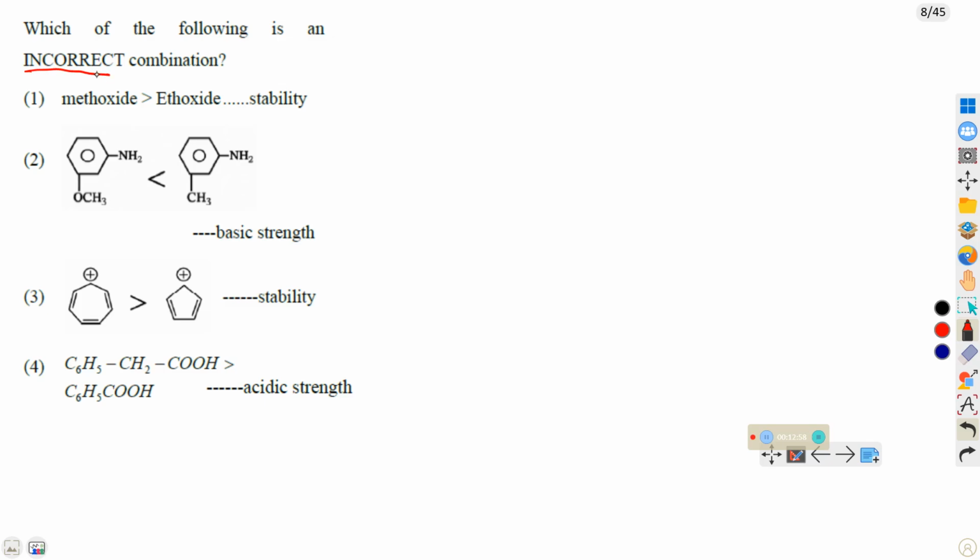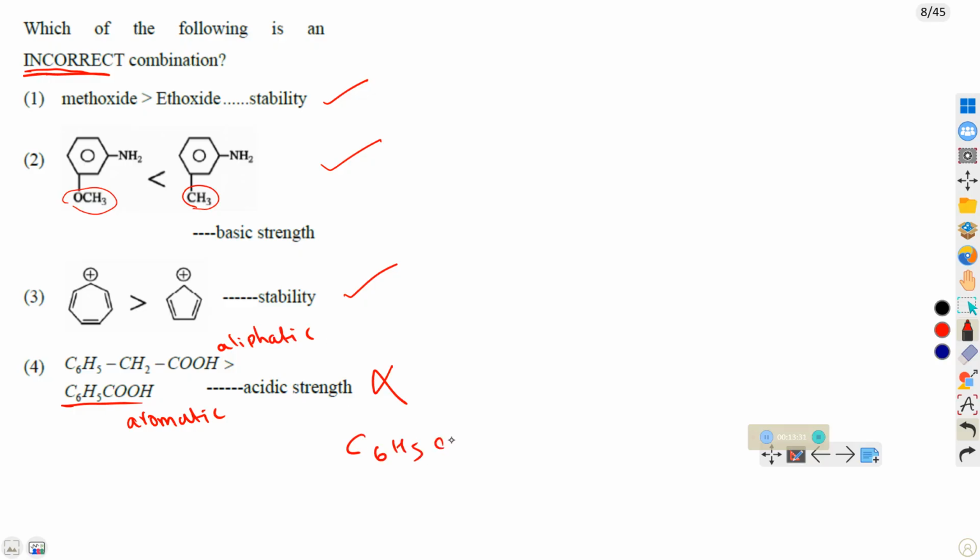Which of the following is incorrect? Stability of methoxide is greater than ethoxide, correct. Basic strength, strong electron donating group, correct. Stability order of carbocation, correct. This is wrong. Why? This is aromatic and this is aliphatic. C6H5COOH is more acidic than C6H5CH2COOH.